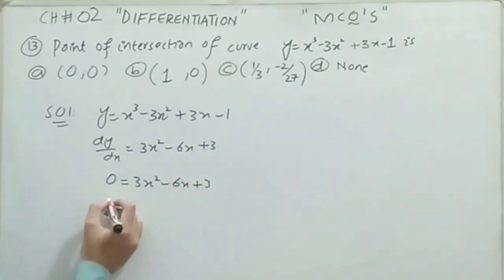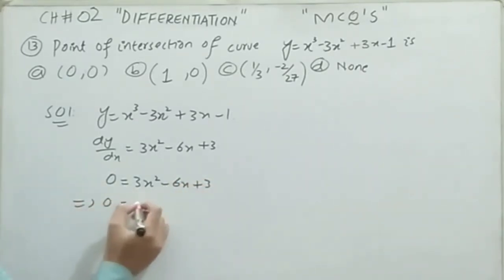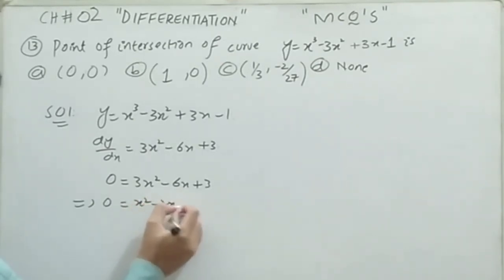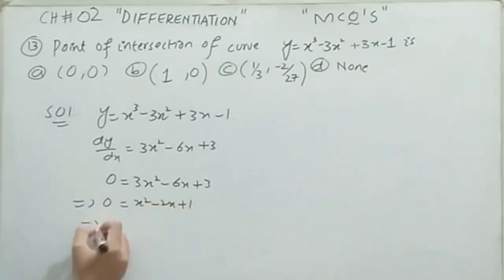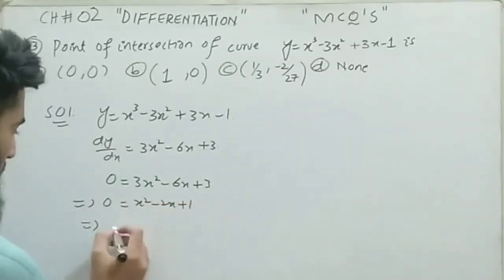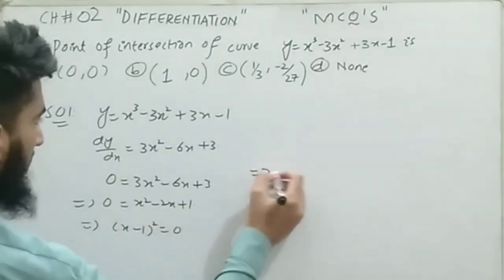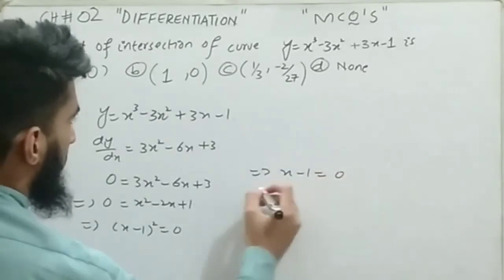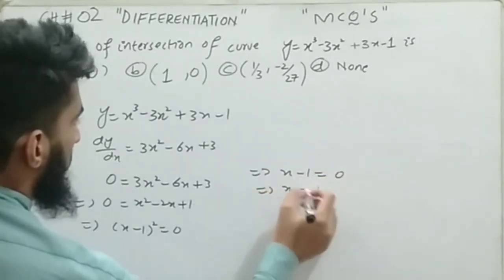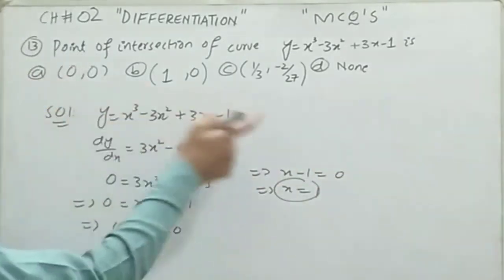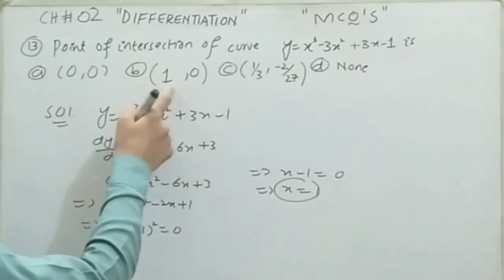Divide both sides by 3, so it becomes 0 is equal to x square minus 2x plus 1. Now here it is the formula (x minus 1) whole square, which will equal 0. Now by simplification, x minus 1 will be equal to 0 and the value of x will be equal to 1. So in all the options, the value of x is 1 over here in option number B.